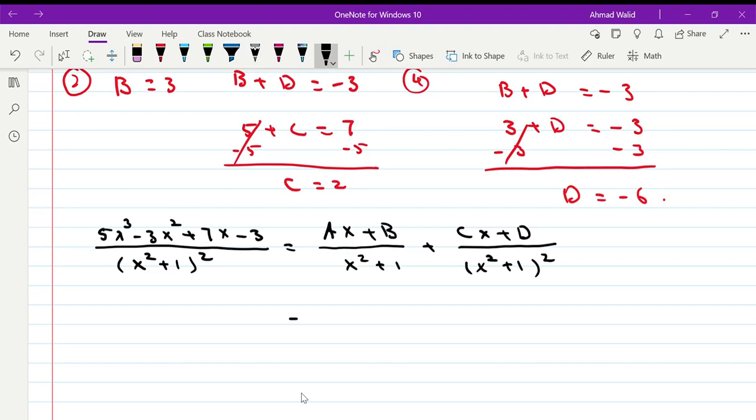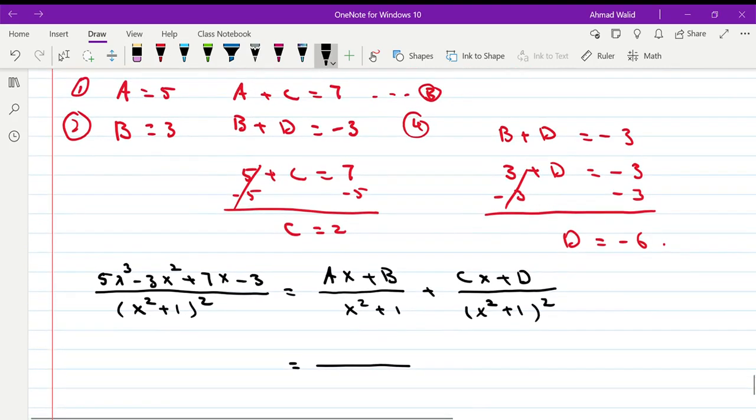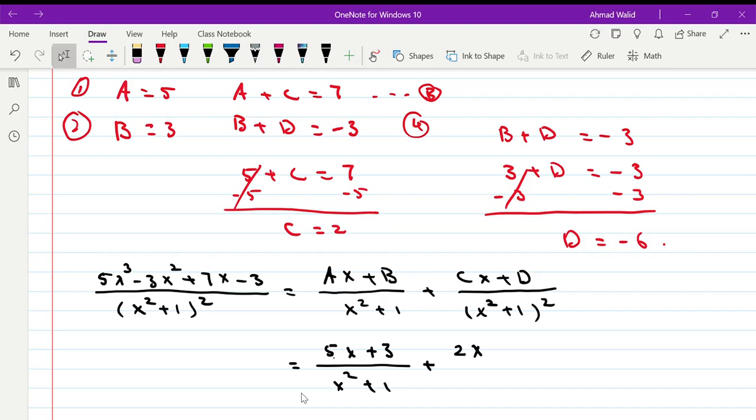It means it will equal to, how much was a? Our a is 5, right? Then here I will write 5x plus b. How much is b? b is 3 over x squared plus 1 plus cx. How much is c? 2. 2x plus d. How much is d? Minus 6. It means minus 6 over what? X squared plus 1 all square, and you're done.